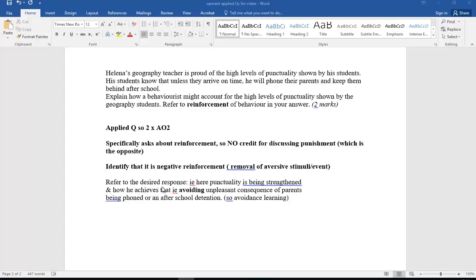So refer to the desired response here. Think about what he is trying to strengthen. So it is their punctuality that's been strengthened. So you need to be very clear with that: the behavior that's been strengthened is their punctuality, i.e. they're arriving on time. How does he achieve that? He's achieving that by them learning to avoid the unpleasant consequence. So that is why it's negative reinforcement. Okay, so it's only for 2 marks, so you don't have to spend much more time on that.